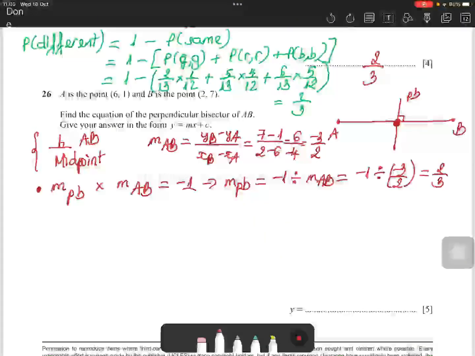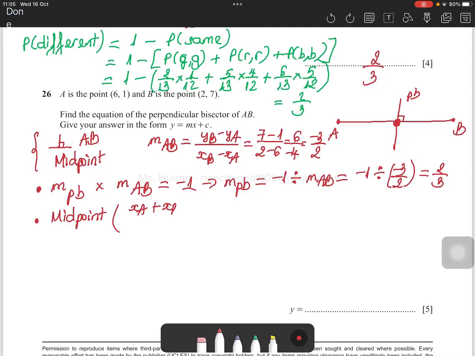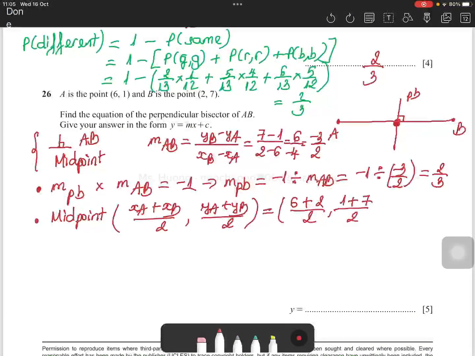And now let's talk about the midpoint of AB. The formula for the midpoint is the average of x and the average of y. XA is 6, XB is 2, YA is 1, YB is 7. 8 over 2 is 4. 8 over 2 is 4.